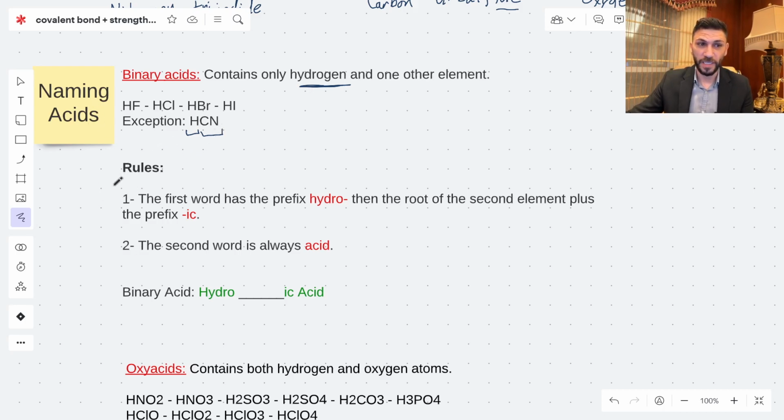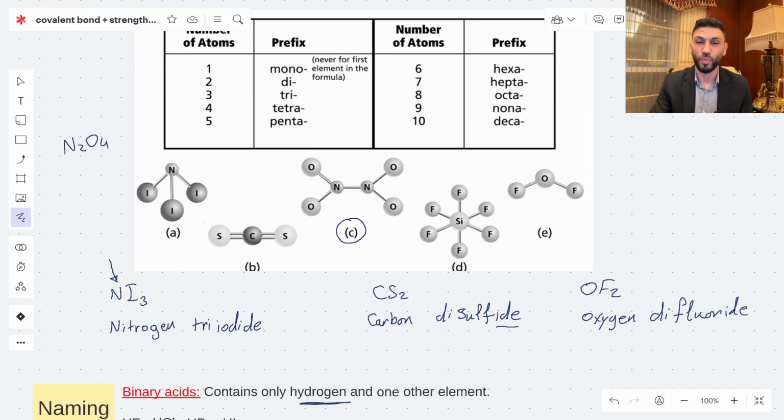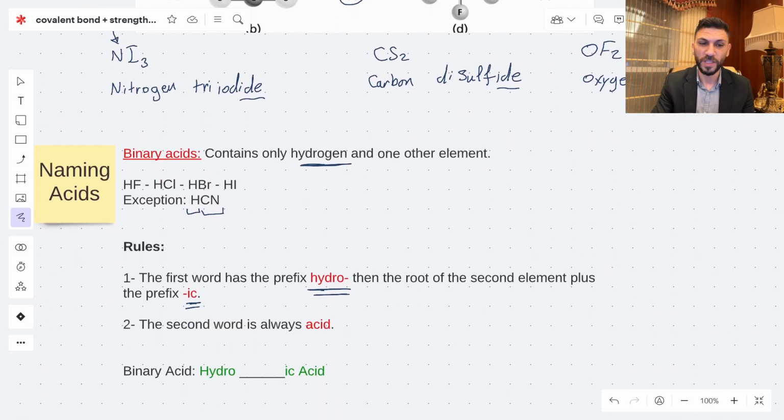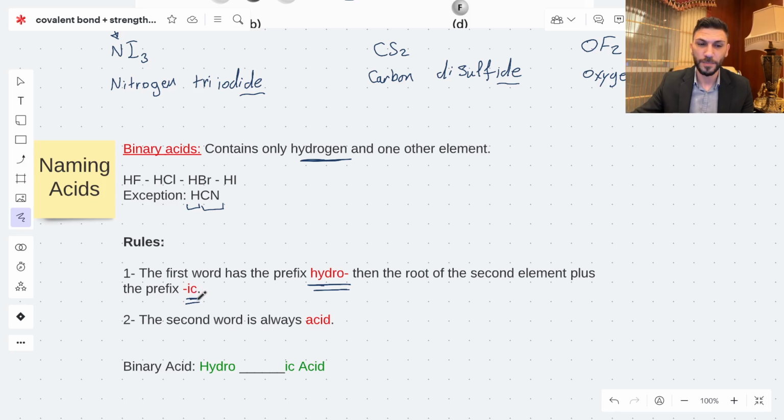The rules of naming the binary acids: the first word has the prefix hydro. So always we start with the hydro because it's an acid. Then the root of the second element plus the suffix IC in this case. In the binary compounds, which are not binary acids, we use IDE for the second element. But for the binary acids now, we use IC. The second word is always acid.